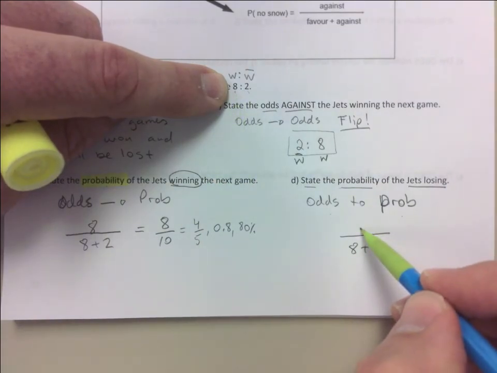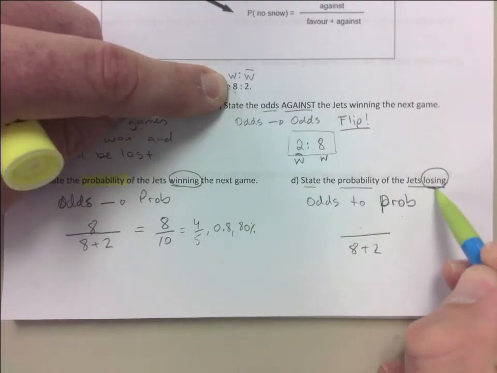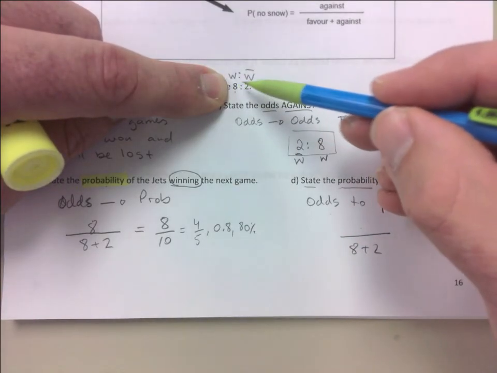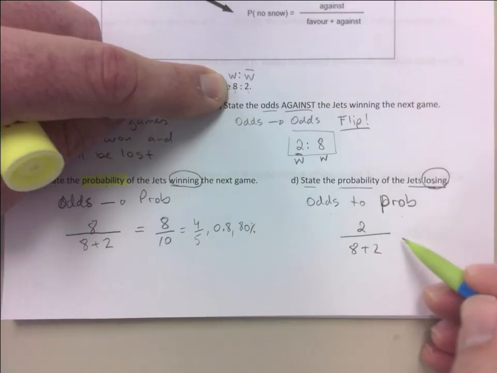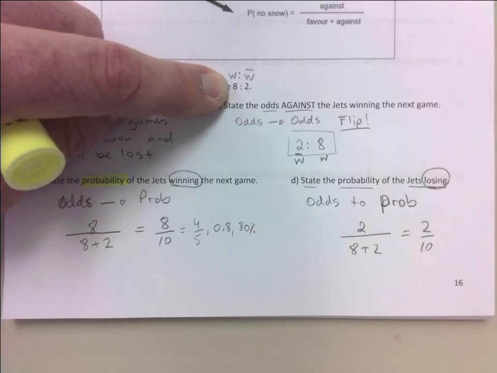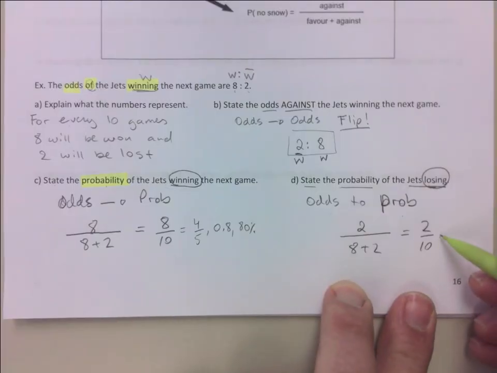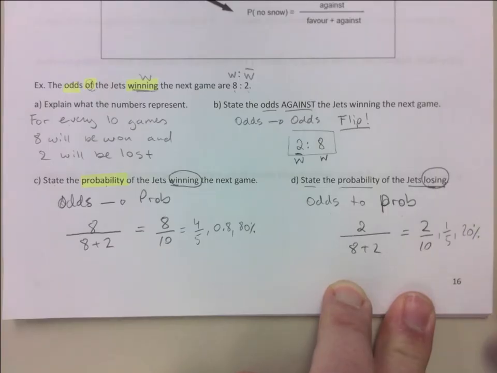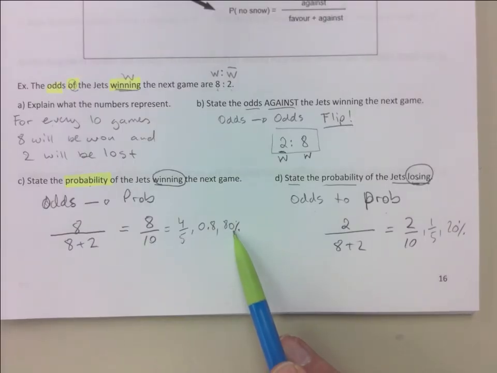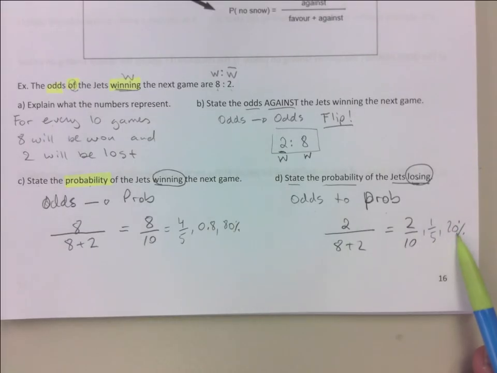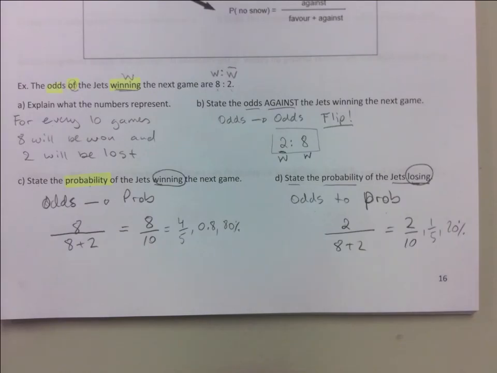What goes on top? Jets losing. Which one of these two represents losing? The 2. So that goes on top. So there'll be 2 over 10, which is 20%, right? It's 1 over 5, and that's 20%. And it shouldn't surprise you, right? Look at this. 80% chance of winning, 20% chance of losing. I don't think that should surprise you. We talked about that yesterday, right? I'm trying to make a full circle here. Okay.